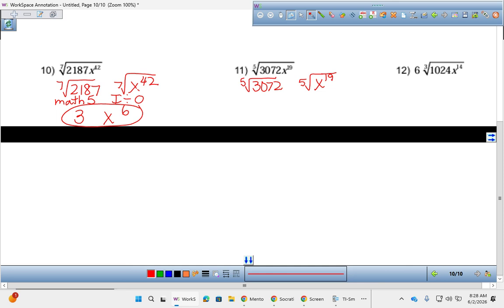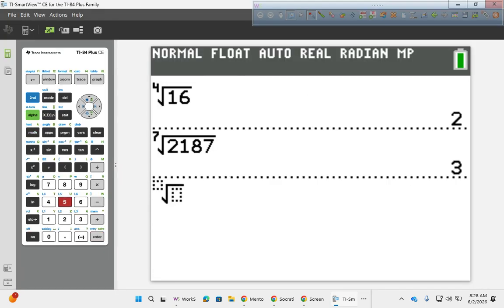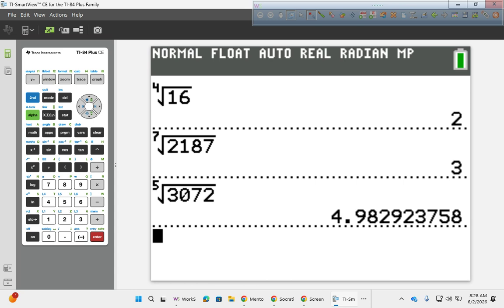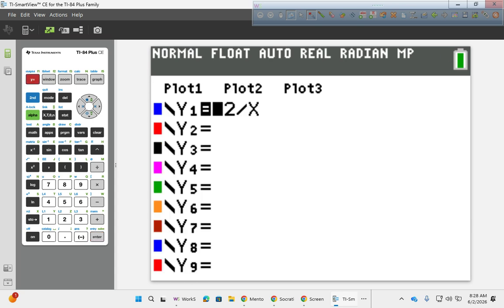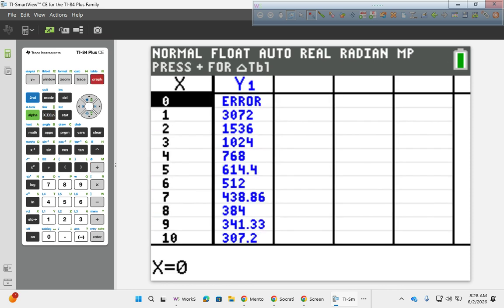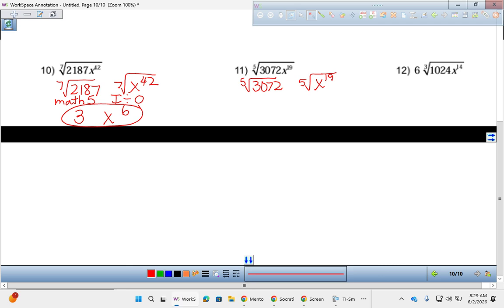Is that good now? Alright, so math 5, I'm going to do 3072. When you get a decimal for this, go to the y equals screen. And what I'm looking for here is a perfect 5. So if you have your list, you're looking in the 5 column. Is 1024 a perfect 5? Yeah, it is. All right, so I'm going to use 1024, and then the number next to it, which was 3.